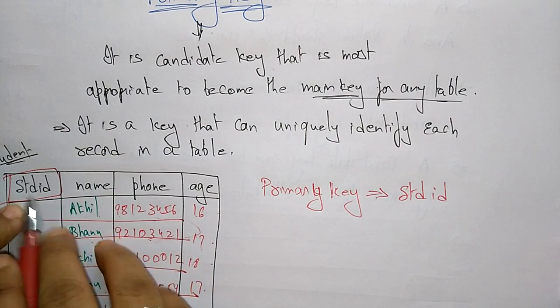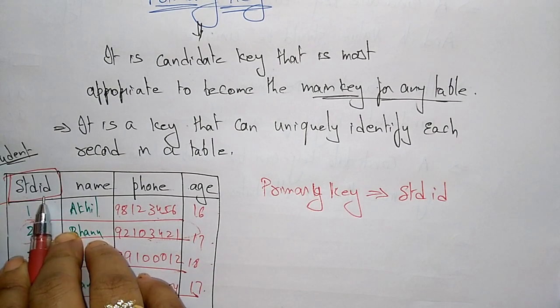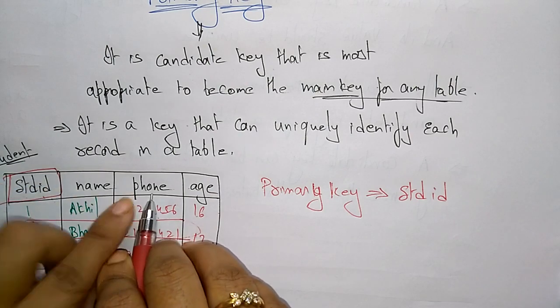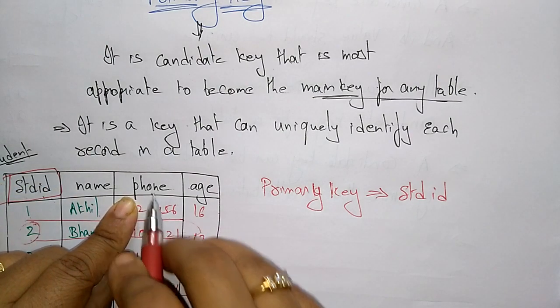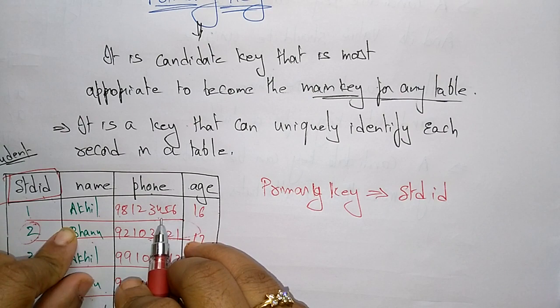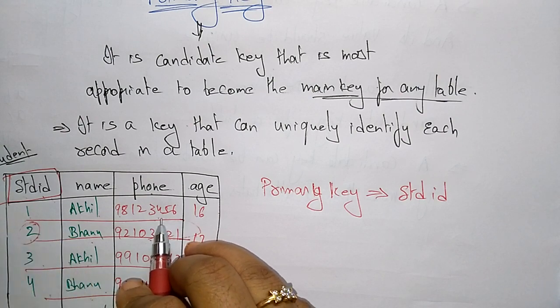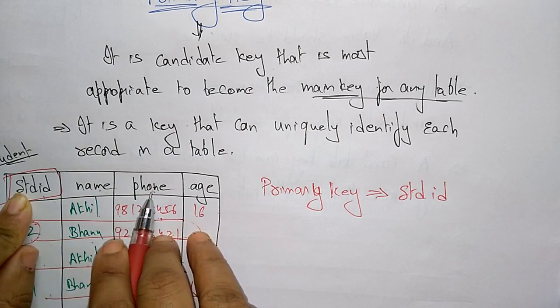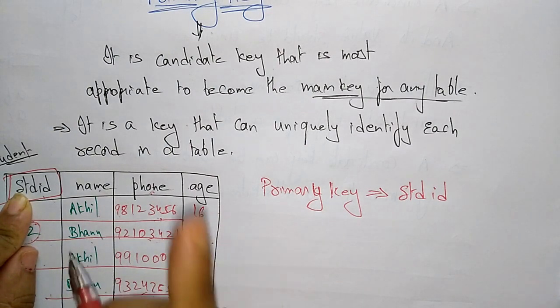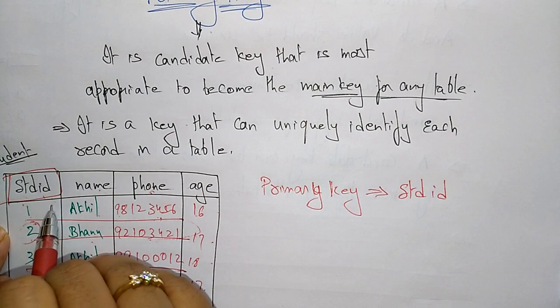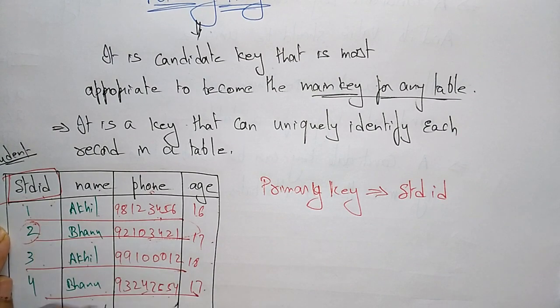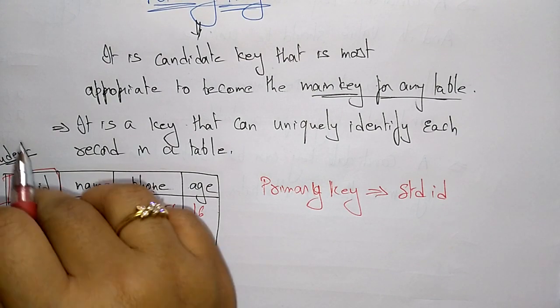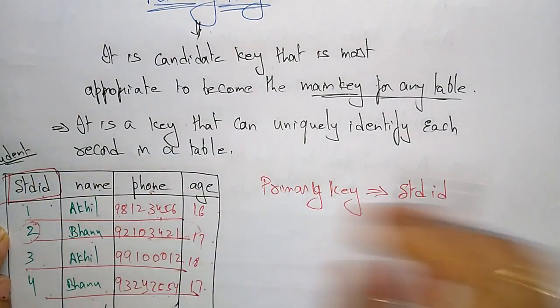So here the student ID can be used uniquely. At the same time, the phone number is also unique. The same phone number cannot hold two persons. So here these two are unique. Even though these two are unique, I am considering one key as the primary key. So I am taking student ID as the primary key. Only with the help of one key I am identifying each record.